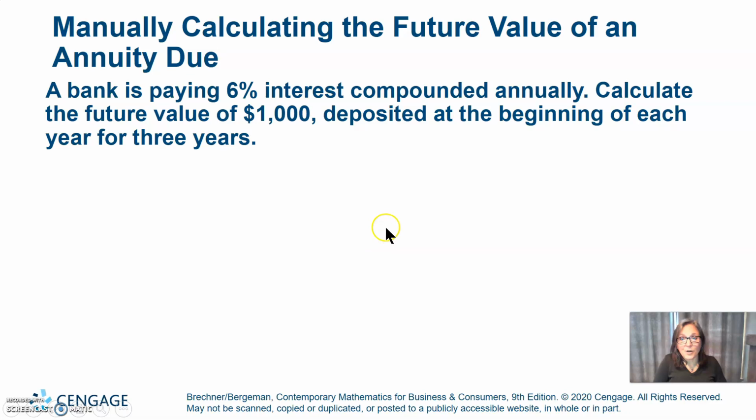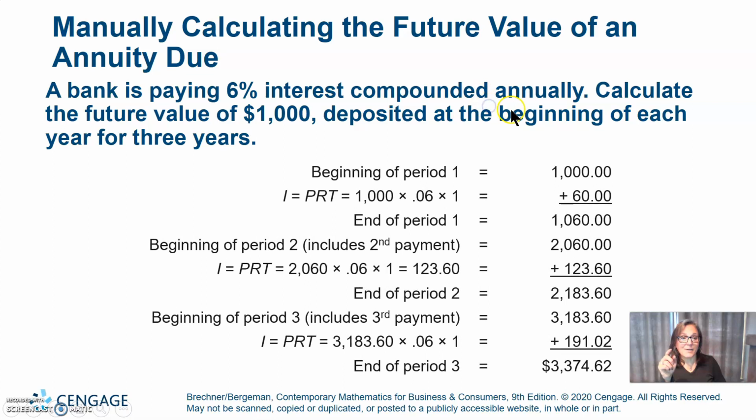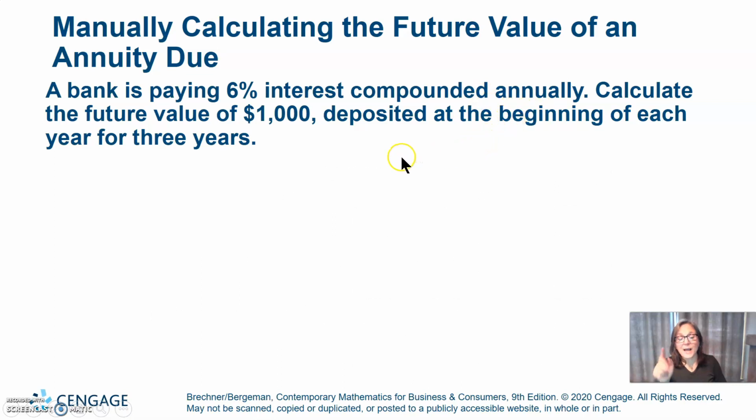All right, so now let's manually calculate the future value of an annuity due. This one's a little different because in this example, you have the money coming in at a different time. It comes in at the beginning of the year. So that makes things a little different. And we are now talking about $1,000 for 3 years annually compounding, and it's 6% interest.